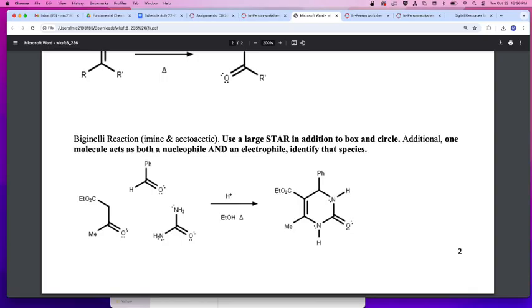What do you guys think? One molecule acts as both a nucleophile and an electrophile. I haven't looked at this in a long time, for the record, so I'm looking at it effectively with fresh eyes. Is it the third one? I don't know what third means. Bottom right? Yeah. Bottom right.